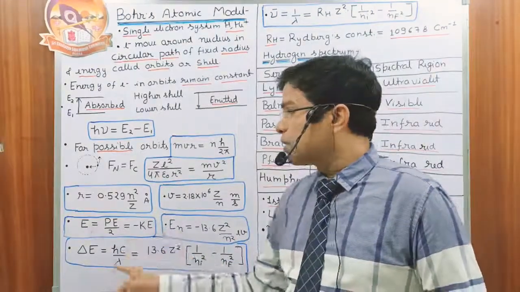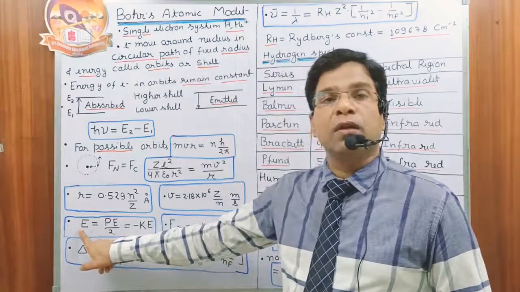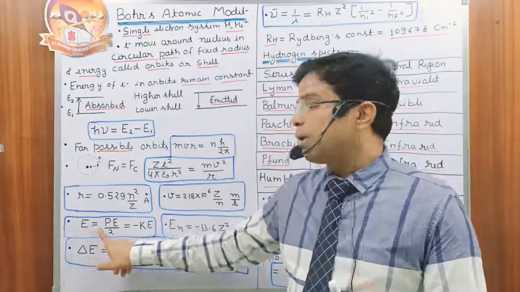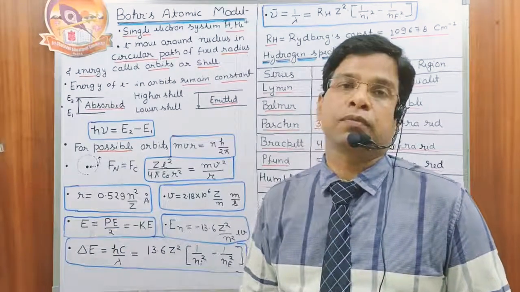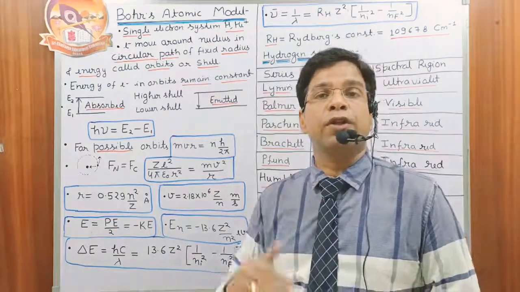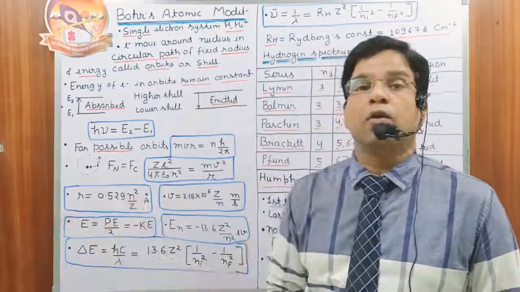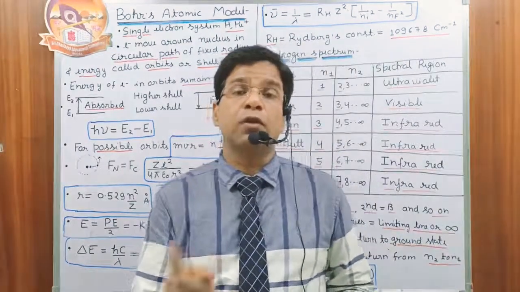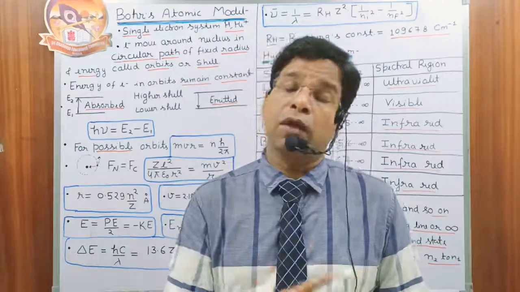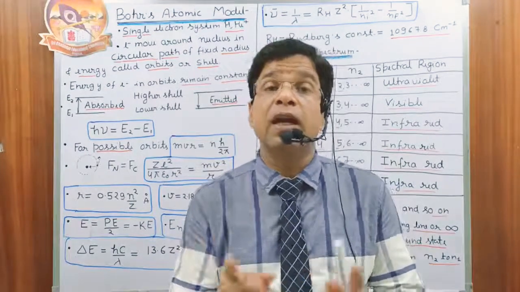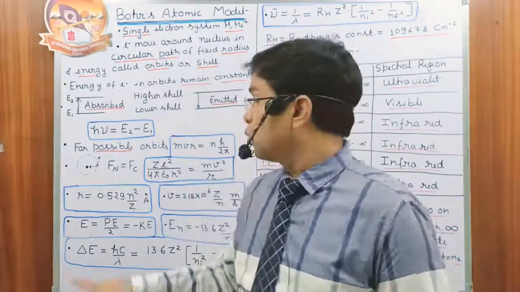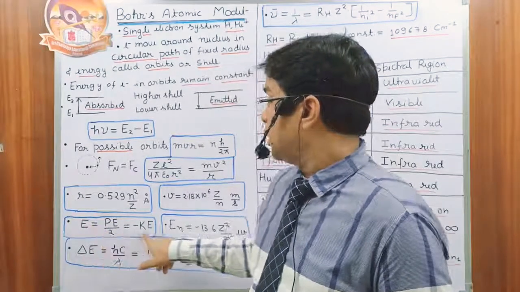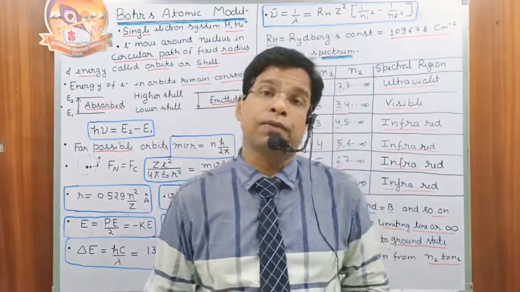And always the total energy of the electron is the potential energy divided by 2. If we divide the total potential energy by 2, that becomes the total energy. The total energy of the electron and the kinetic energy of the electron are always equal in magnitude, but they are of opposite sign. Total energy is negative and kinetic energy is always positive.